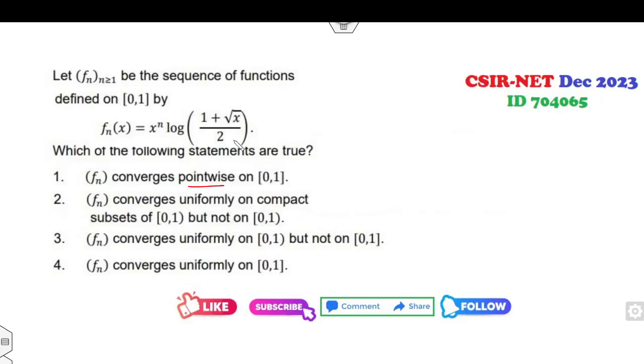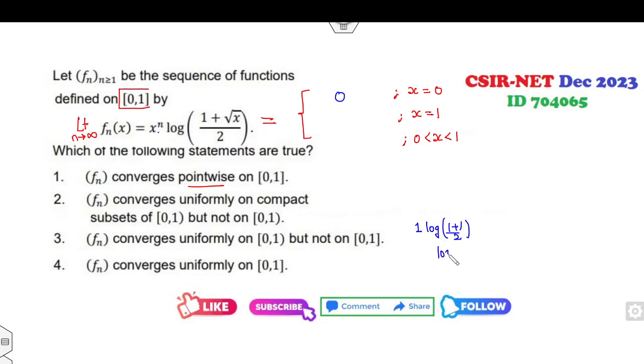Okay, again they are talking about the pointwise convergence. So your target is to find the limit as n approaches infinity. Your domain is the closed interval 0, 1. I can consider three cases: x is 0, x is 1, x lies between 0 and 1. If x is equal to 0, this limit is 0. If x is equal to 1, this will be 1 times log of (1 plus 1) over 2. So that is log of 1, and log of 1 is 0.